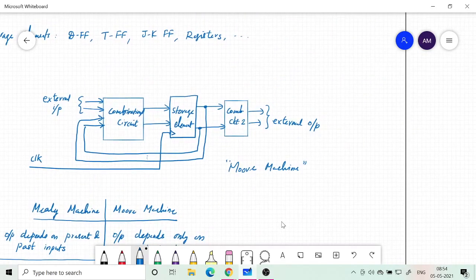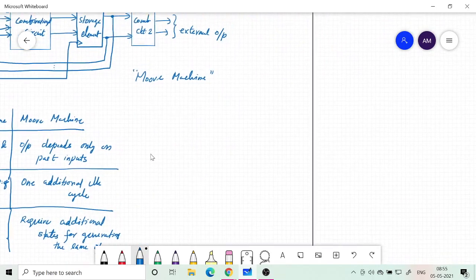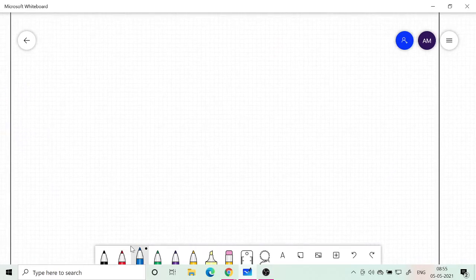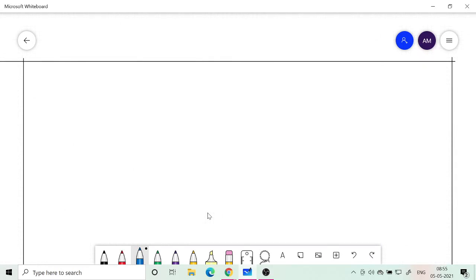Okay, so now let's take an example, the popular example which people always do, the sequence detector. A one bit input is continually coming into the system, and then we will look for a particular pattern. So let's take that example, the example of a sequence detector.